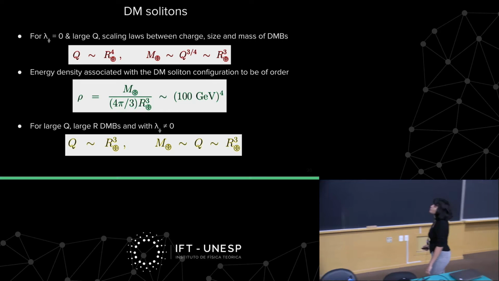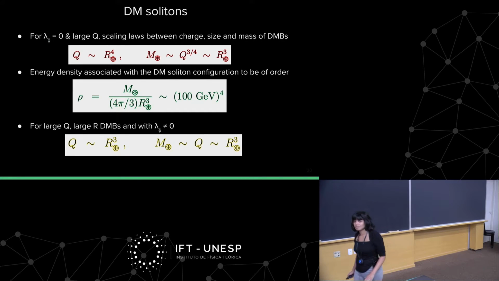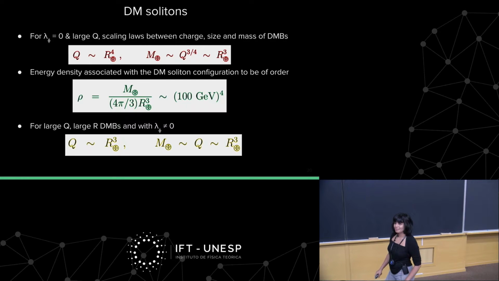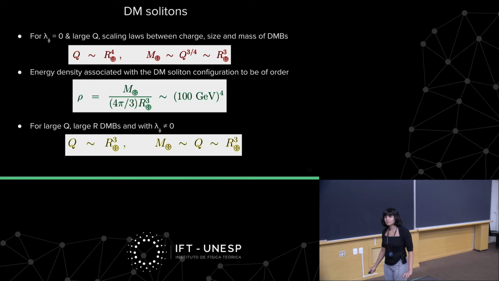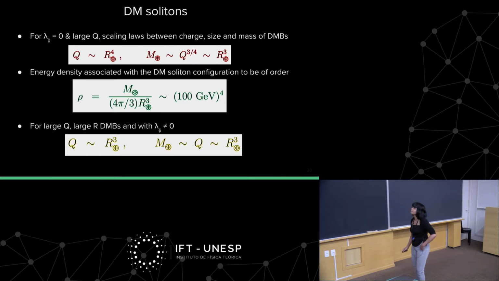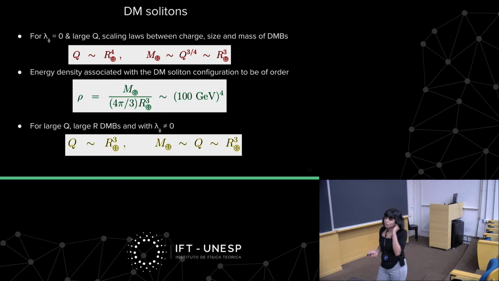The question is why this coefficient is kind of independent? It's hard to guess the dependence from dimensional analysis. That's what I'm saying. You need to know the omega dependence. Yes. You can estimate what the energy density for these objects would be, and it's of the order of 100 GeV to the 4.